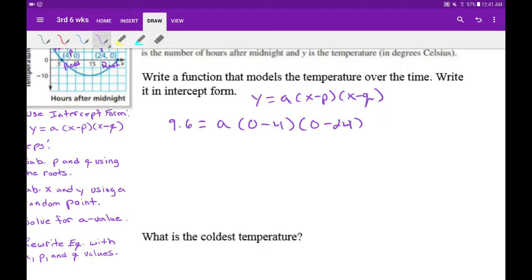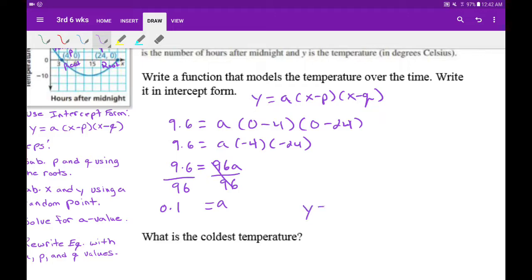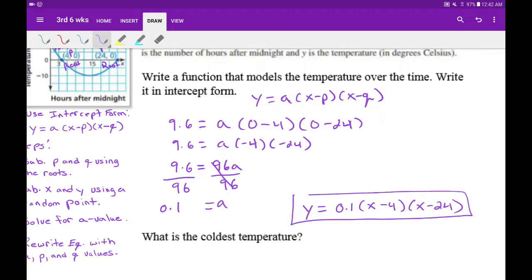We're going to combine like terms and do some solving. So we got 9.6 equals A times negative 4 times negative 24. Negative 4 times negative 24 is 96, so we got 9.6 equals 96A. Divide both sides by 96, and our A value is going to be 0.1. So in our equation, we get y equals 0.1 times (X minus 4) times (X minus 24). This is the equation we will use.